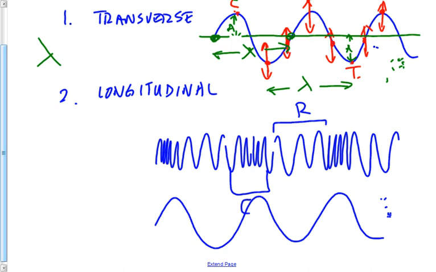Well, that's a good question, Travis. Travis just said, if you didn't hear it, when you have a compression or a rarefaction in a longitudinal wave, are the particles moving faster than in other words?